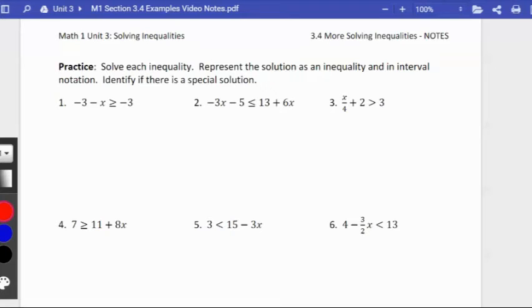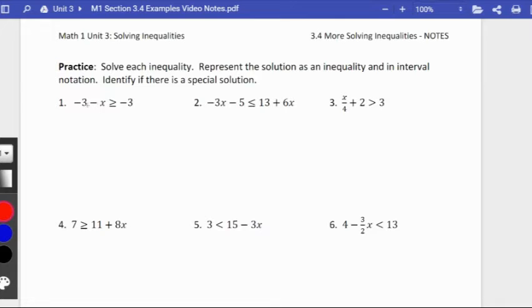Problems for section 3.4, these practice problems. Some of these we may have done in class and others not. I'm going to go through them pretty fast, so you can just skip to the problems you need or replay what you need to get a full understanding.